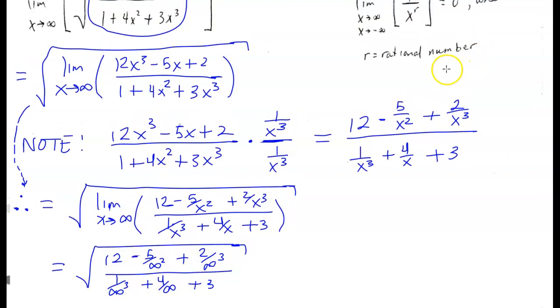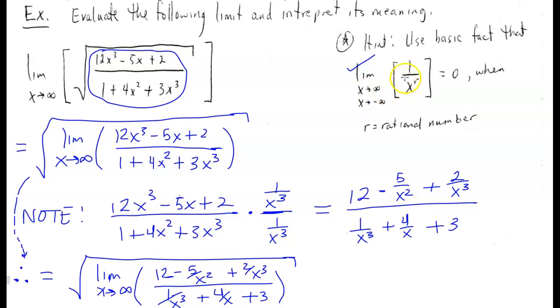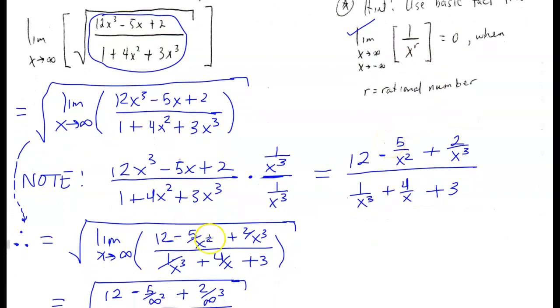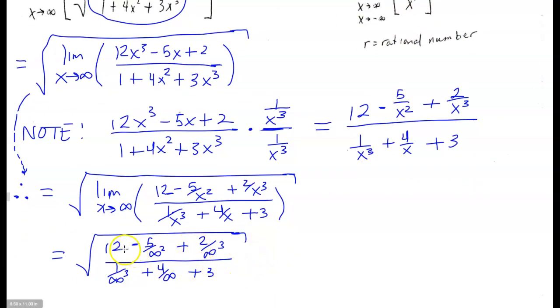Now, we know from this fact here that as long as the limit of something divided by x raised to a number, if x is going to infinity or negative infinity, the result is going to be 0. So that means all of these terms here, this term is 0, this term is 0, this term is 0, and this term is 0. And so once all that's done, all I have left in the numerator is 12, and all I have left in the denominator is 3.